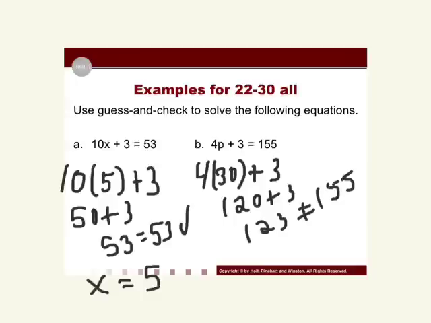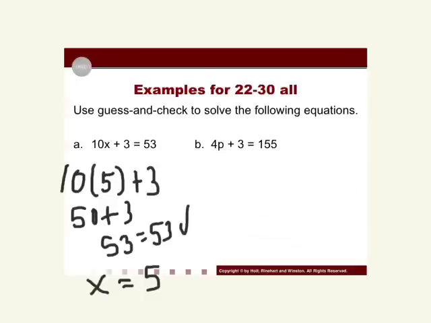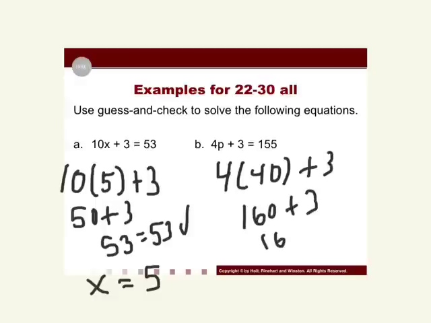So I'm going to erase this time. And now I'm going to try maybe 40. So I go 4 times 40 plus 3. Well, 4 times 40 is 160, plus 3 is 163. Oops, that time I have too much. So I have to think here.